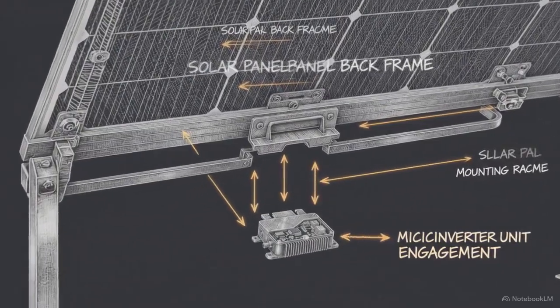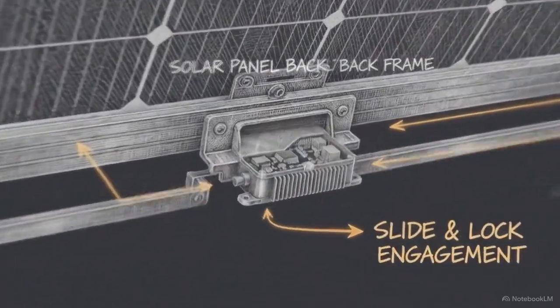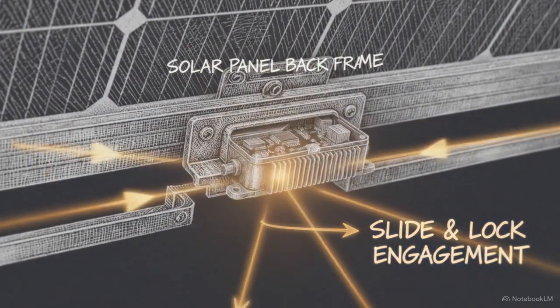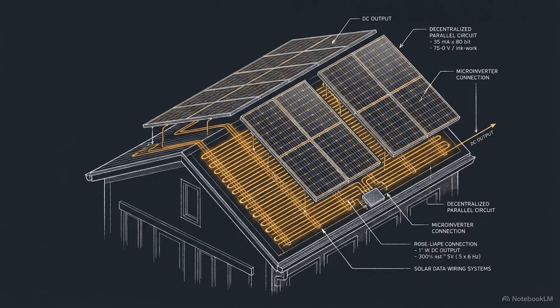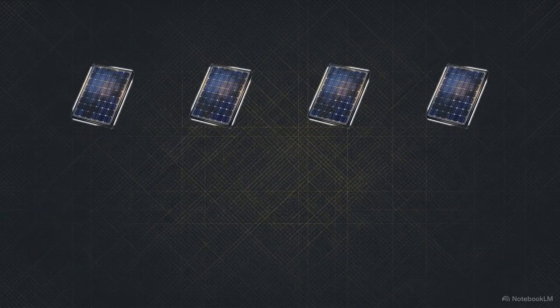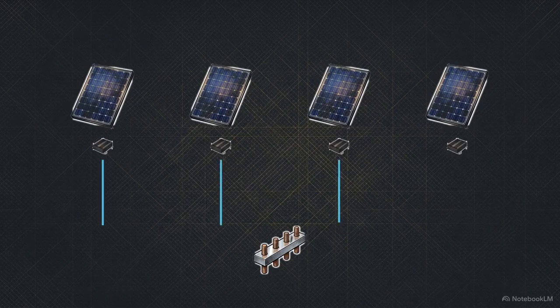By shifting to module-level power electronics, we mount a miniaturized inverter directly onto the back of every individual panel. Relocating the hardware reconfigures the system at its most basic level. It shifts the entire array from a dependent series circuit into an independent parallel architecture. This schematic of a parallel circuit shows the immediate advantage.